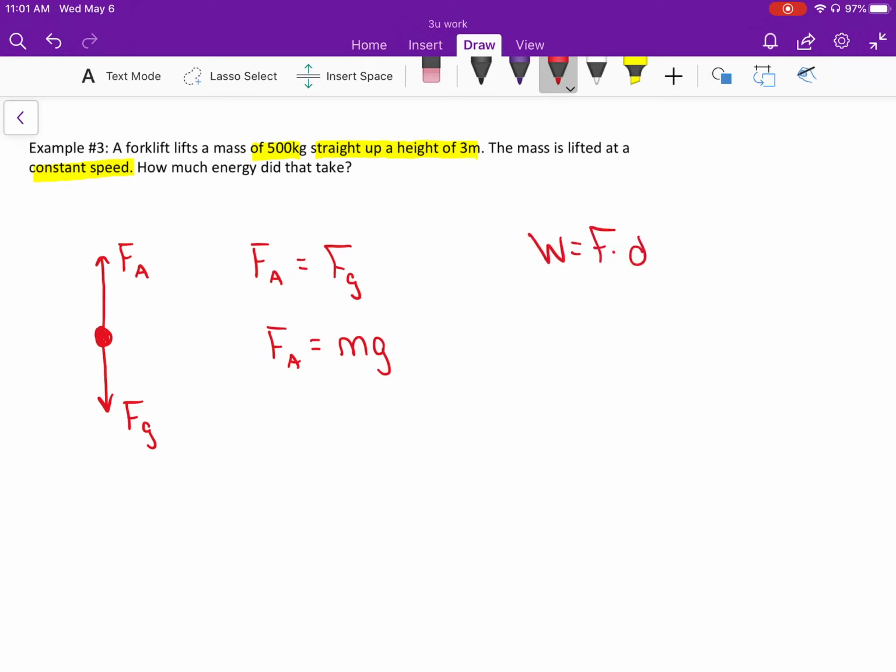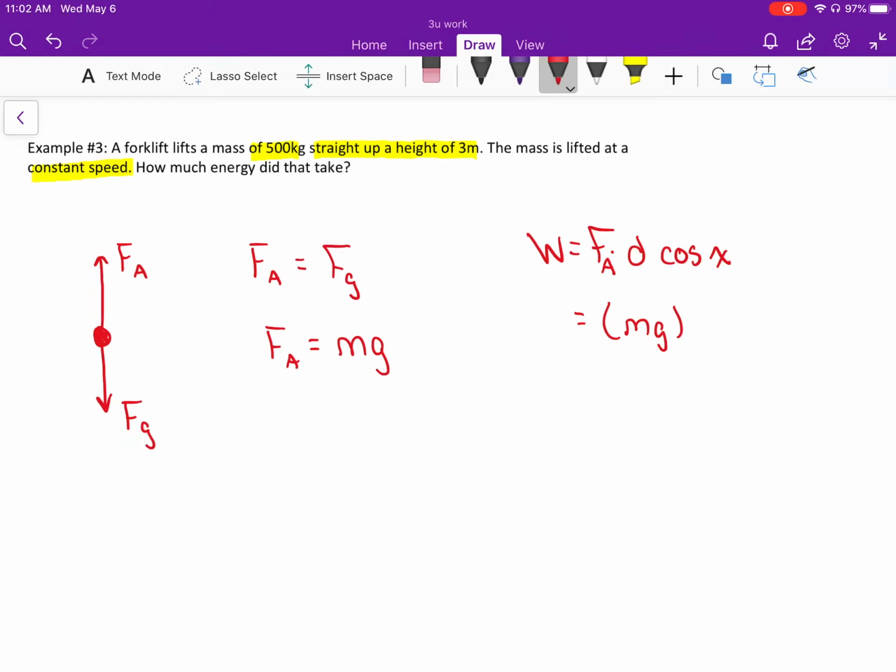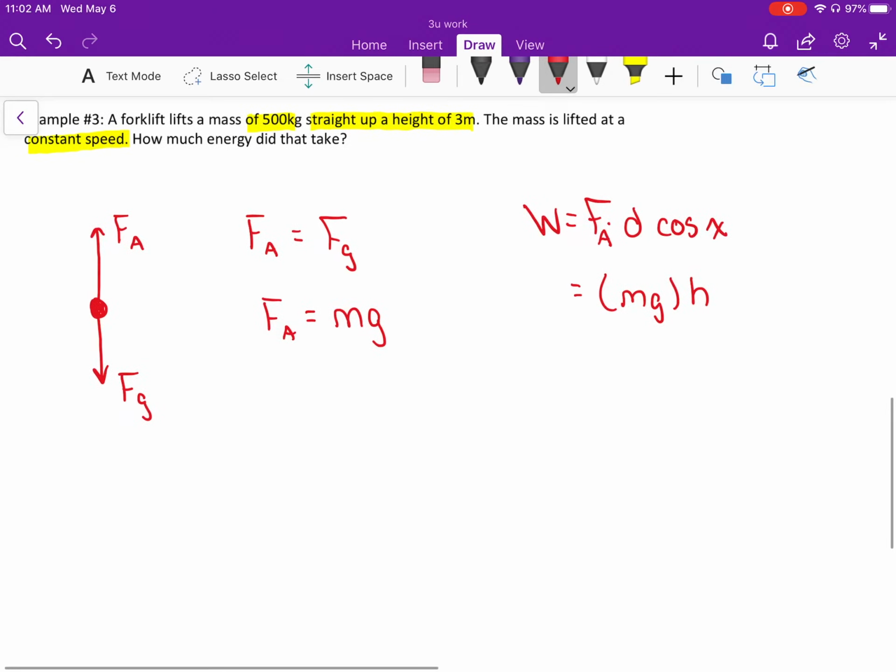Work is F times d times the cosine of the angle. The force in this case is mg. Oops, I didn't write it in here, but if we're talking about the forklift's work, then it's the force that the forklift applied. So F applied will go in as our force. The distance that it moves, sometimes we could call that h for height. We don't really have to, but setting up what we're doing next week.